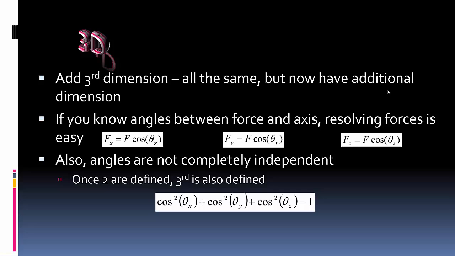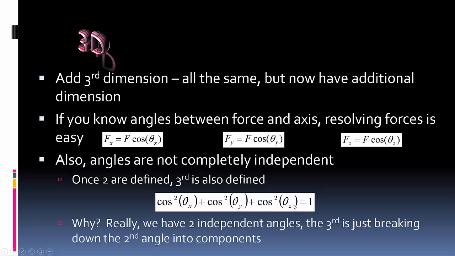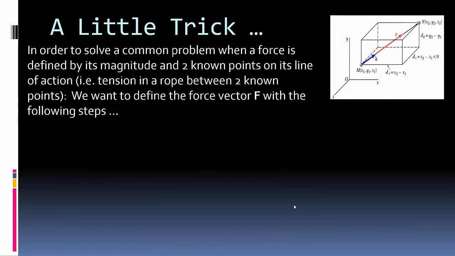So once 2 of them are defined, the third is actually also defined by cosine squared of theta x plus cosine squared theta y plus cosine squared theta z is equal to 1. And that's because really you only have 2 independent angles. The third is just breaking down the second angle into components. Okay, so here's a little trick. I say a little trick, but this is the basis for much of what we're going to do. We're going to come back and do this over and over.